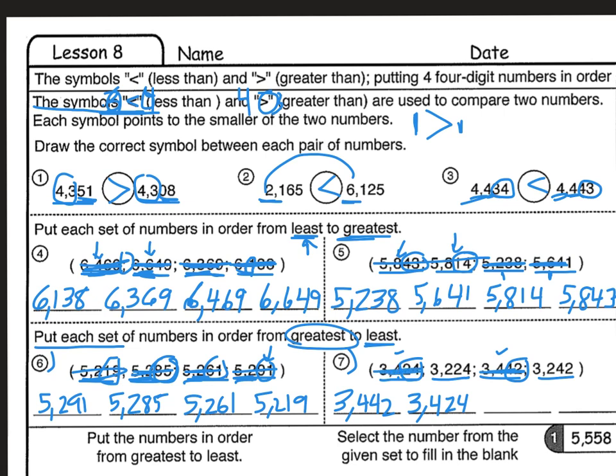Now we have 3,200 on both of these, so we're really comparing 24 and 42. Which one's the biggest? 3,242 and then 3,224. All right, erase any mistakes you have there and then continue on with me.